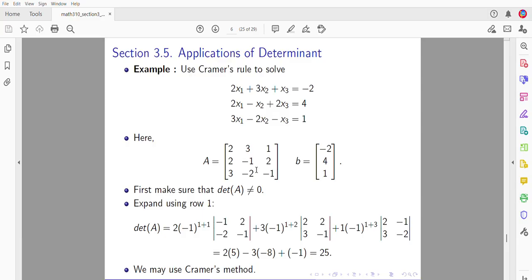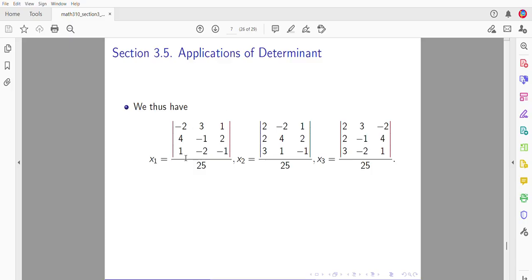Denominator is the determinant of A. So I hope it was not too much back and forth. I hope you understood. Make sure the determinant of A is non-zero. 25 is the determinant of A. Now start successively placing B for the first or the second or the third column. Find the determinant in each case. I have done this calculation. Please check. By now you should be masters of determinant calculations.